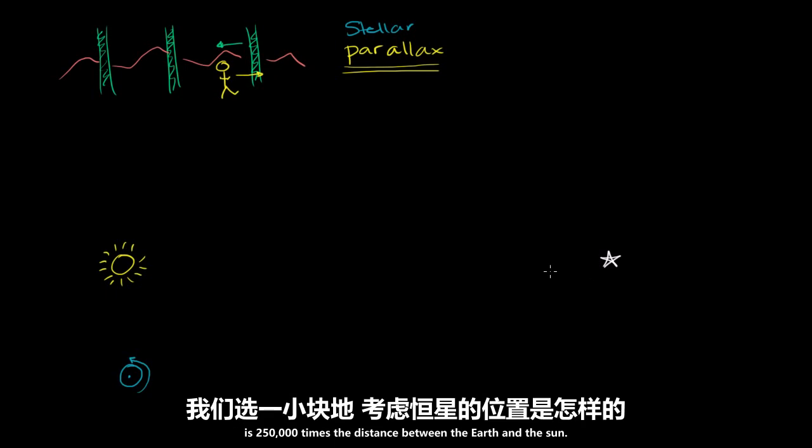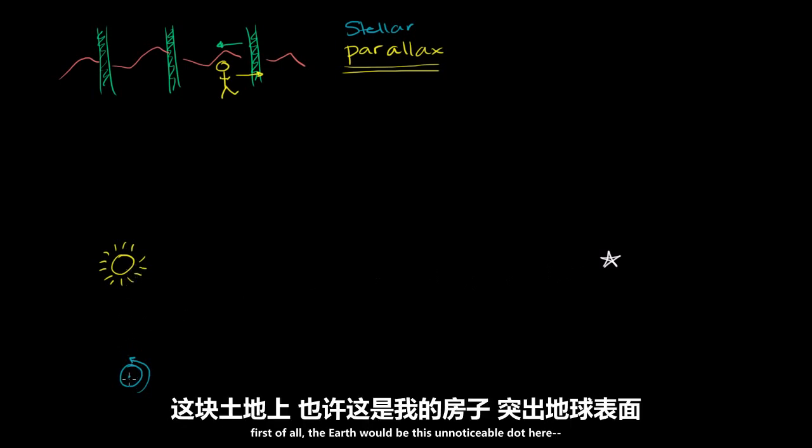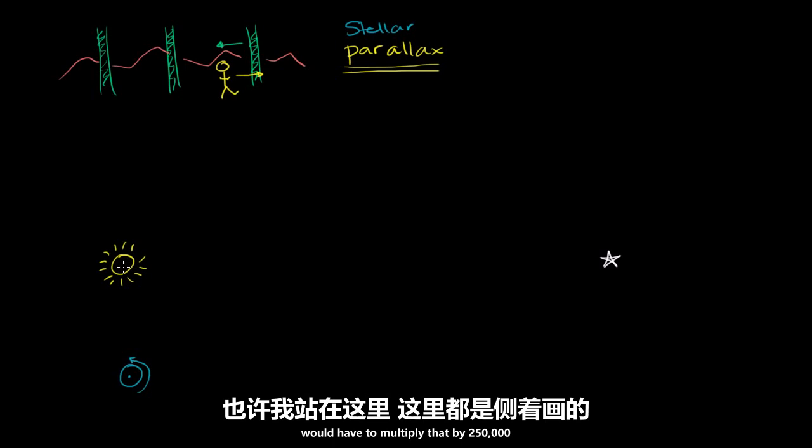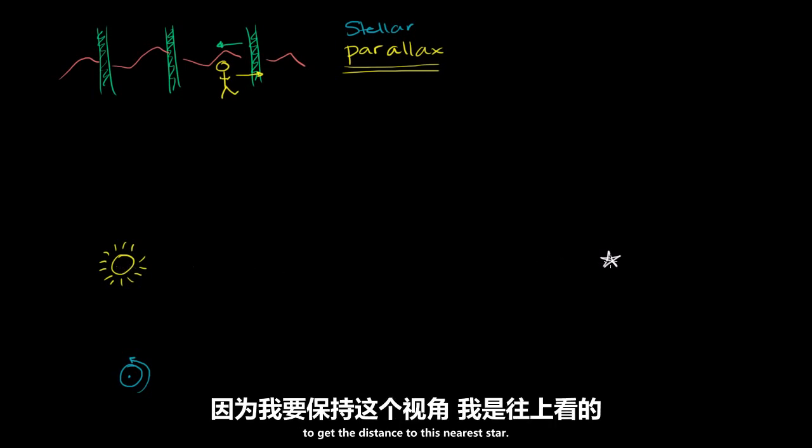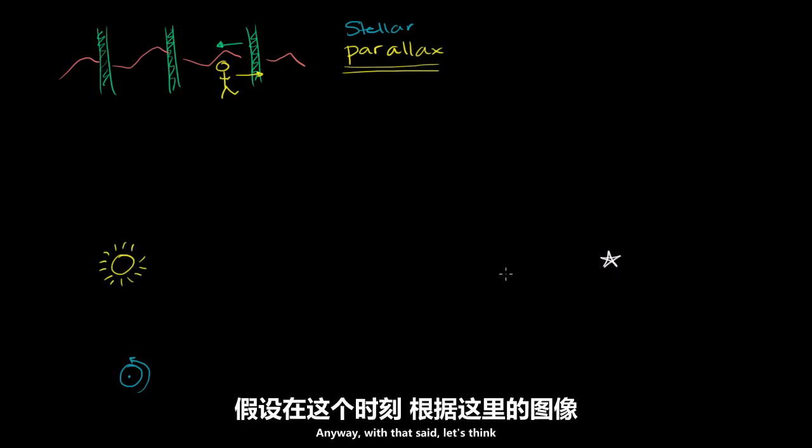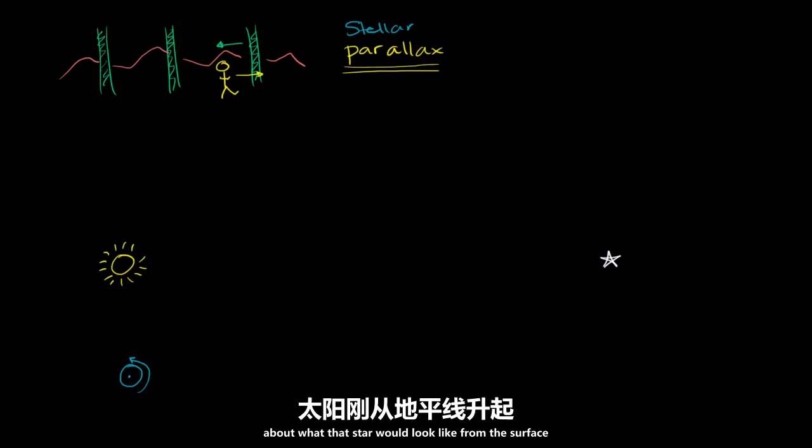250,000 times the distance between the Earth and the sun. So if I wanted to draw this to scale, first of all, the Earth would be this unnoticeable dot here. But you would also have to multiply whatever distance this is by 250,000 to get the distance to this nearest star. Anyway, with that said, let's think about what that star would look like from the surface of the Earth.